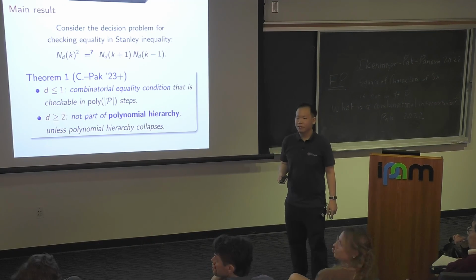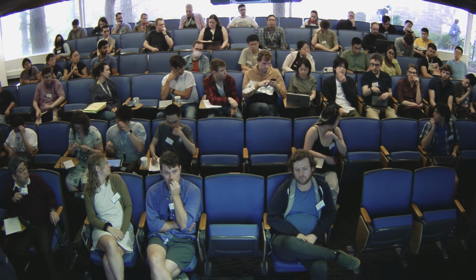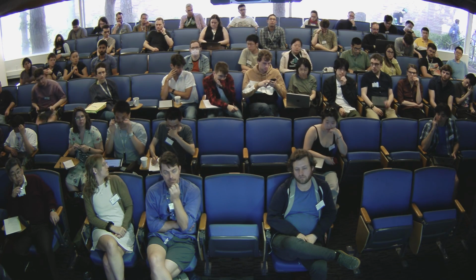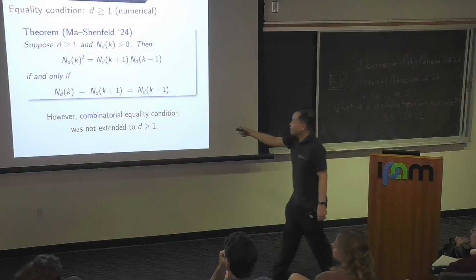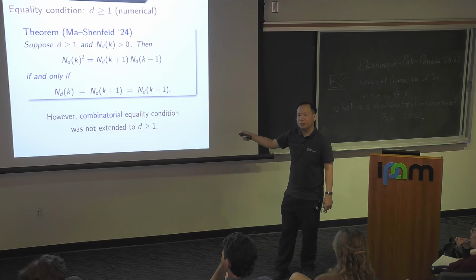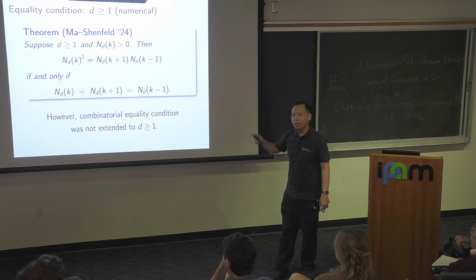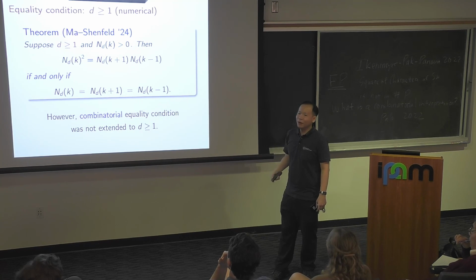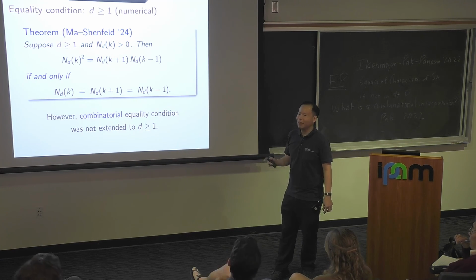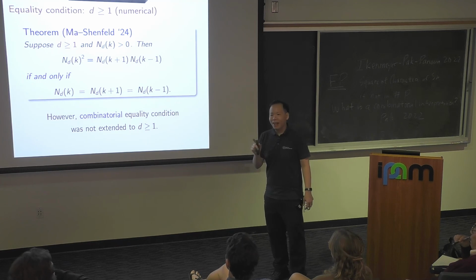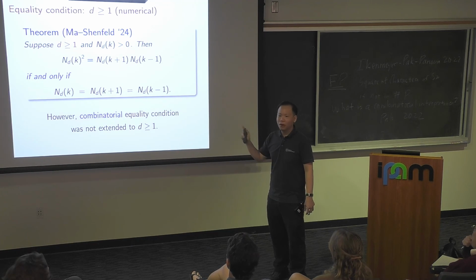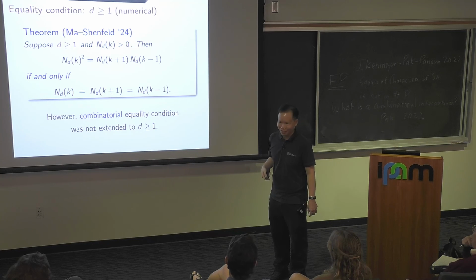Yes, question? In the previous slide, there's an equality characterization. Yes, that's a good question. There's an equality characterization for this one. But all of these numbers will take exponential time to compute, so they cannot be done in polynomial time. And in fact, it must be like that. If I could do that, today's talk would not be about the Stanley inequality. Today's talk would be about how I prove that the polynomial hierarchy collapses.